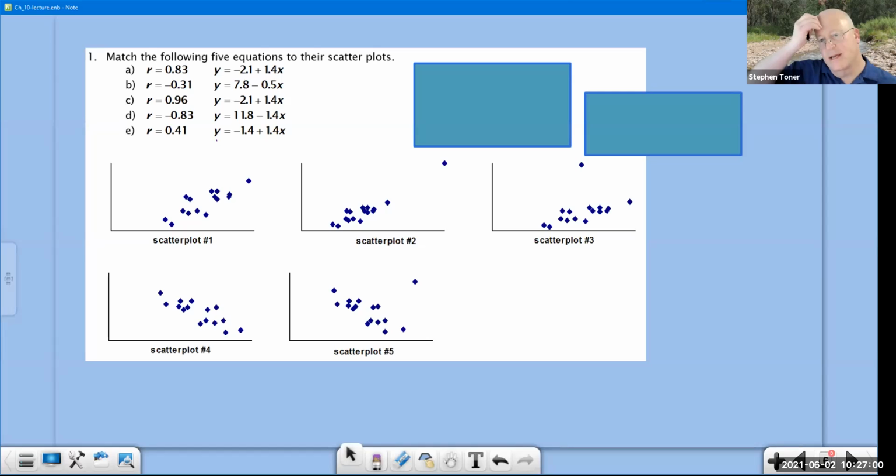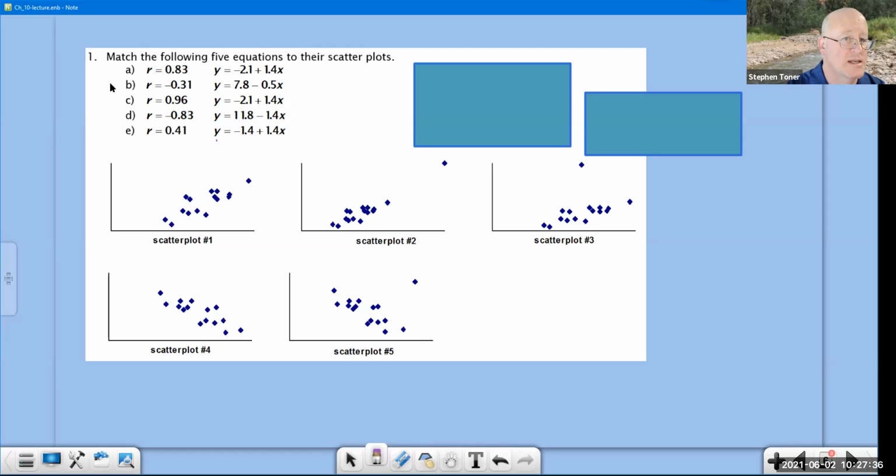Okay, before we continue on with the next part of your notes, I'd like to do a matching exercise where I have 5 values of R and corresponding regression equations, and 5 different scatter plots. And our goal is to match up the 5 values of R, A, B, C, D, E, with the 5 scatter plots below. And you will notice that there are 3 graphs on the top that all have an upward trend, and the 2 on the bottom, numbers 4 and 5, tend to have a downward trend.